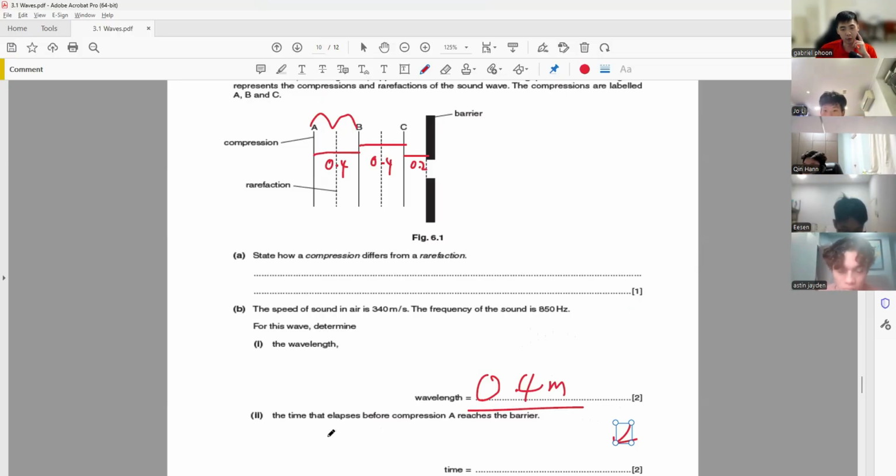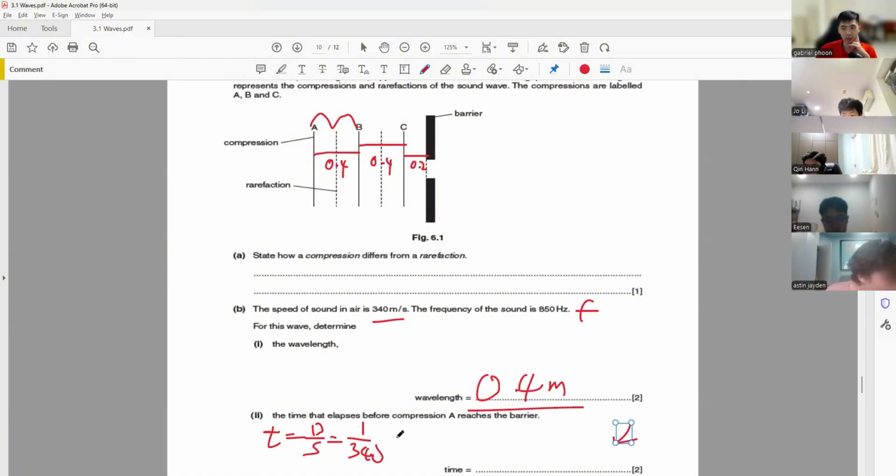I think you're using the wrong formula. What formula do you use, by the way? Time equals distance over speed. Yeah, so you're supposed to use a distance of 1 over your speed, which was why 850? Your speed is 340, right? 850 is frequency, bro. Then you'll get the right answer already. Why is distance 1? Because there are 2.5 waves here.